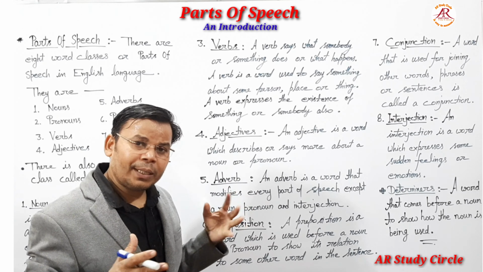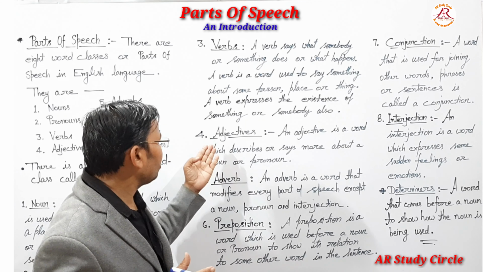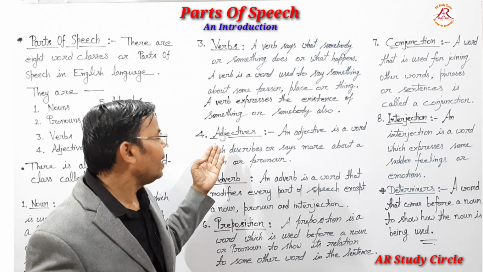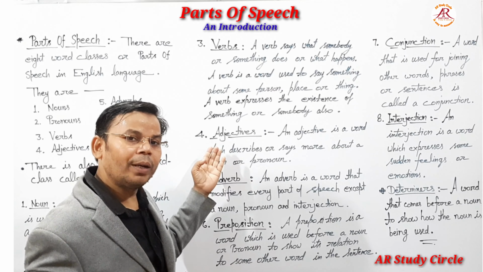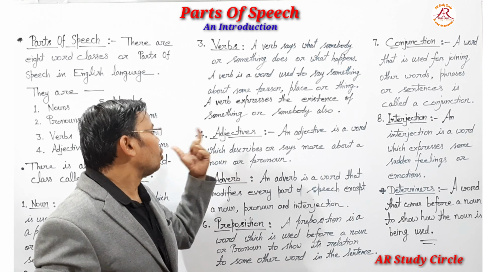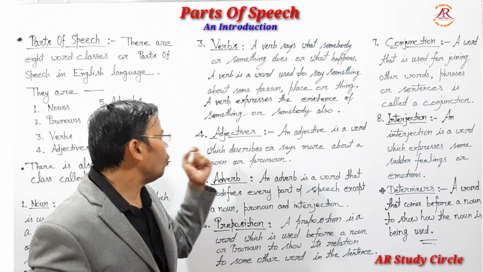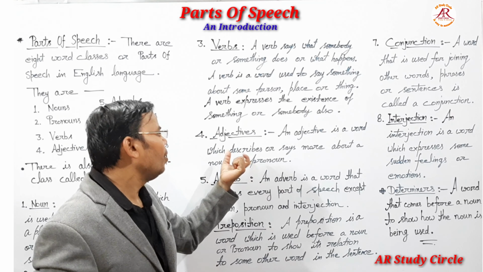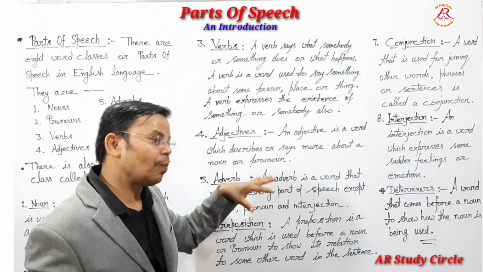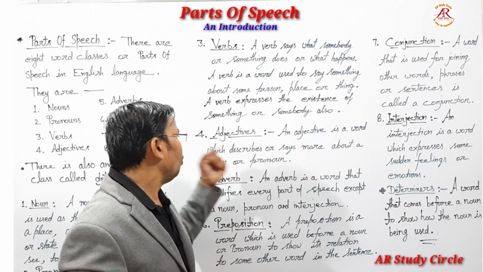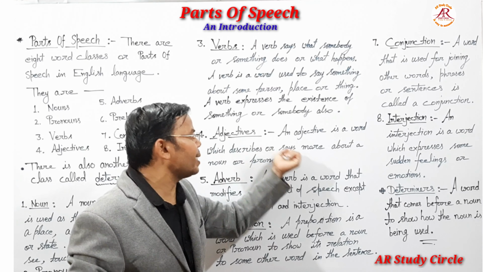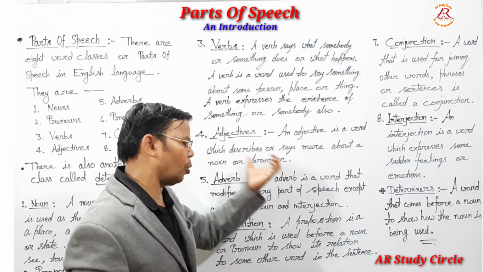So I think you have understood the meaning of verb. Now the next word is adjective. Adjective, singular; adjectives, plural. So what are adjectives? An adjective is a word which expresses or describes. An adjective is a word which describes or says more about a noun or pronoun.